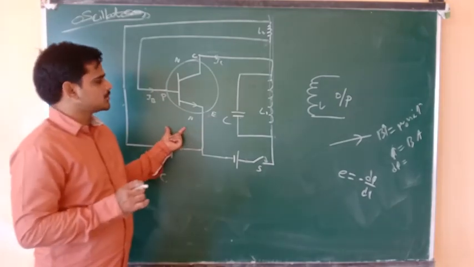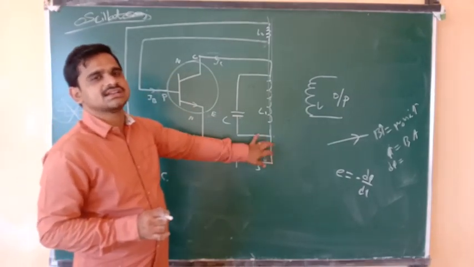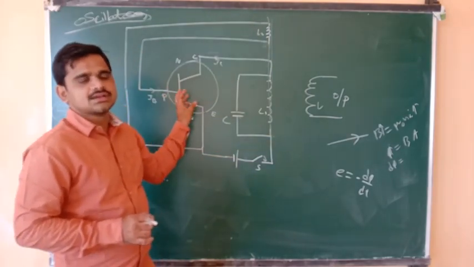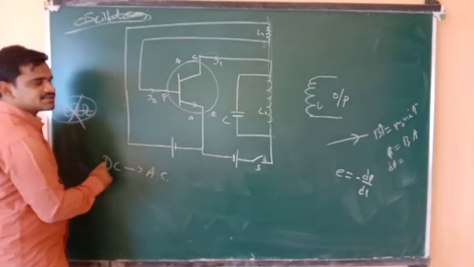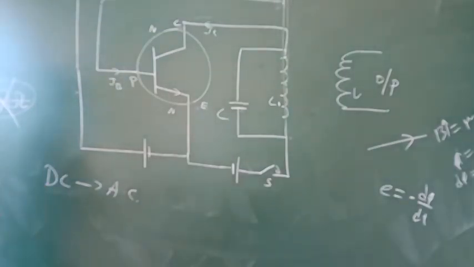Here I am not using any AC input, only DC is used. When this DC current increases, an EMF is induced, and that induced EMF is given as output. Means the DC has been converted into AC, so this oscillator is also called an inverter.